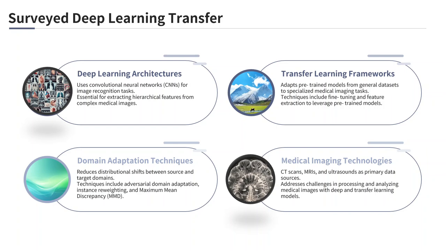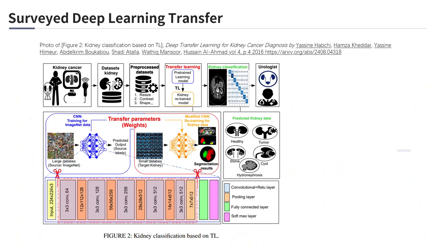The transfer learning framework adapts pre-trained models from general data sets for specialized medical imaging tasks. Then the medical imaging technologies, again, CT scans, MRIs, ultrasounds, those are the data sets that you're dealing with in terms of kidney diagnosis. You're not dealing with the traditional data sets that have labels and things like that. So this addresses the challenges in processing and analyzing medical images with deep transfer learning models.